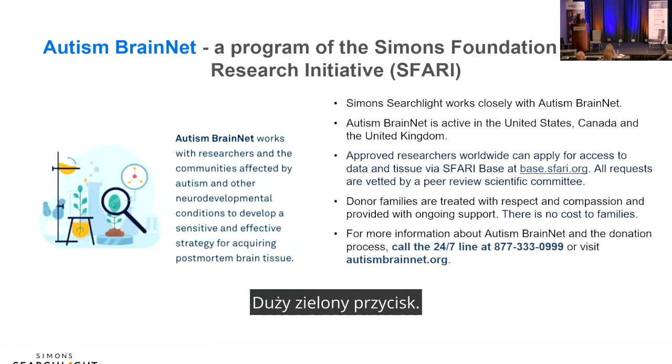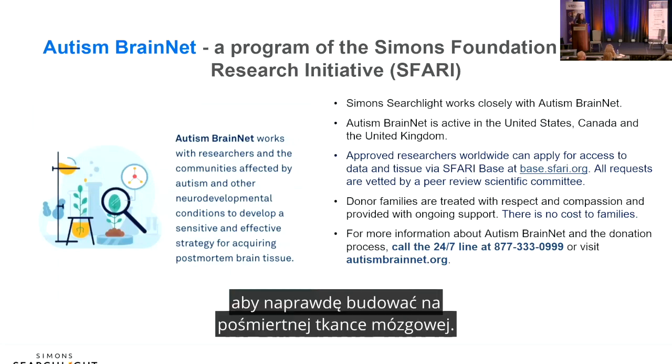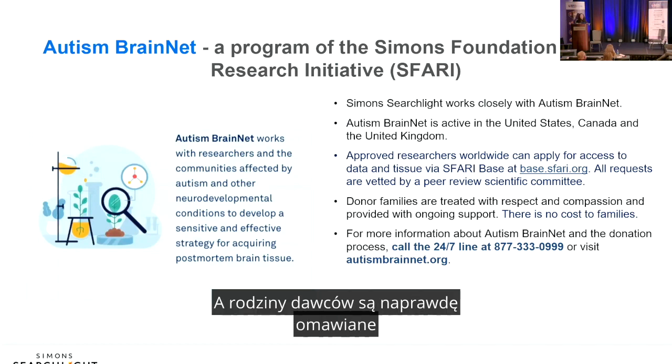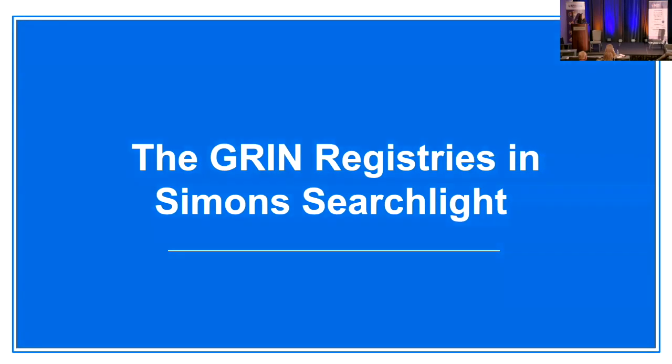Big green button. As mentioned, Autism BrainNet is the program of SFARI to really build upon postmortem brain tissue. Donor families really discuss and talk through these discussions, because these are obviously very difficult discussions, and we have more information about that if you're interested.